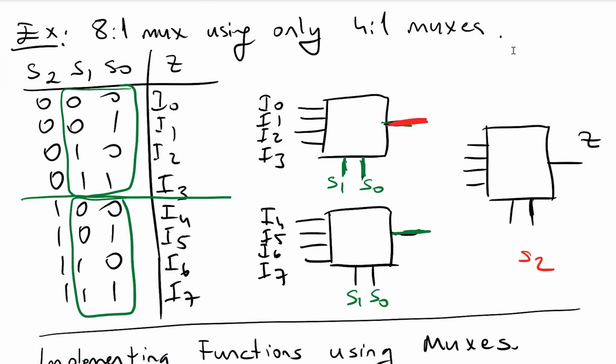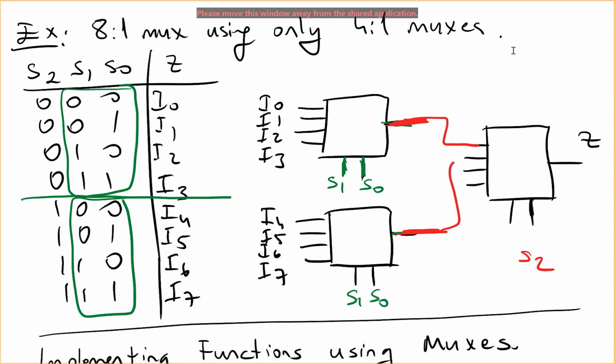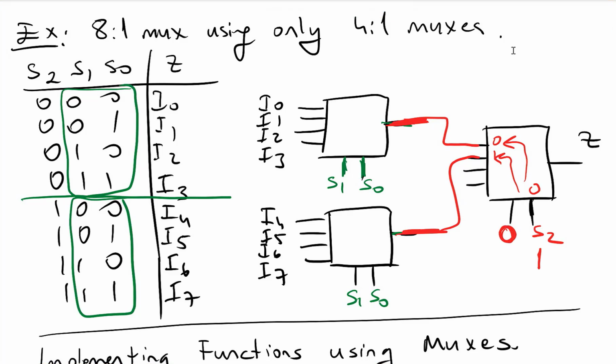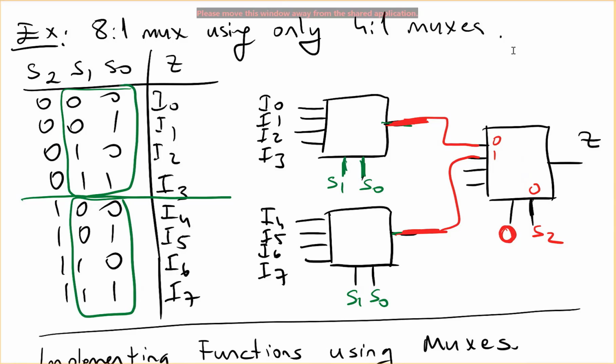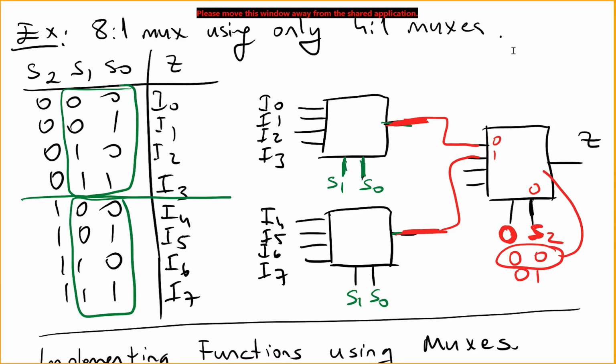So S2 will be either selecting this one or it will be selecting this one. So if I connect this to here and this to here, so this is 0, this is 1. So how do I select between 0 and 1? I can put S2 here. So if S2 is 0, it will be selecting this one. If S2 is 1, it will be selecting this one, only if this is 0. So this is how I can do this. So I put a 0 here and I put S2 here. Now this could be either 0 0, it could be 0 1. If it is 0 0, I will be selecting this line. If it is 0 1, I will be selecting this line. So this will work, right?